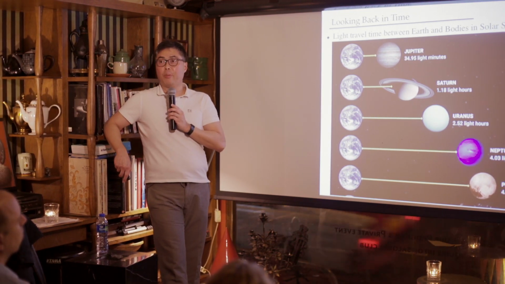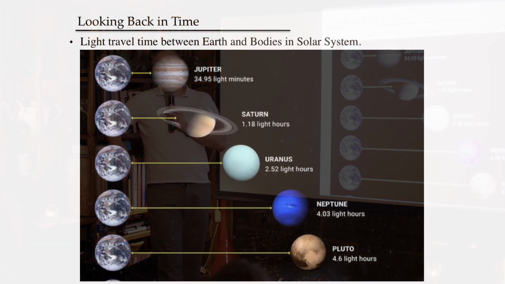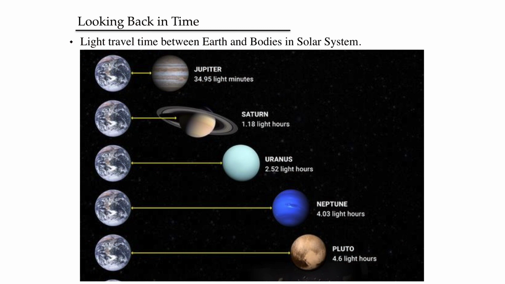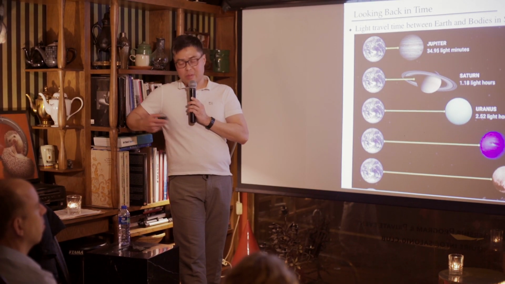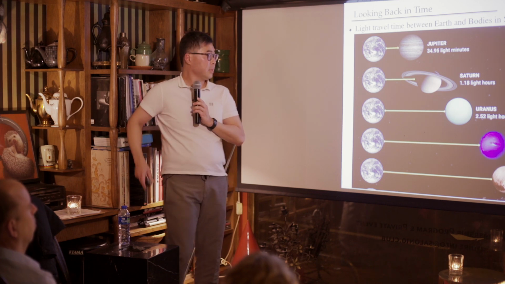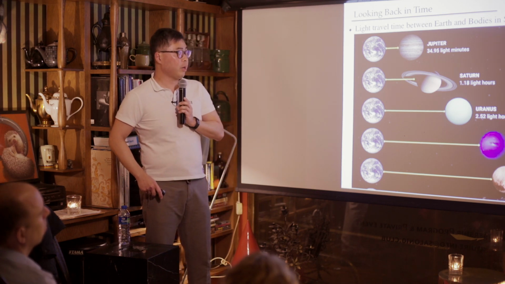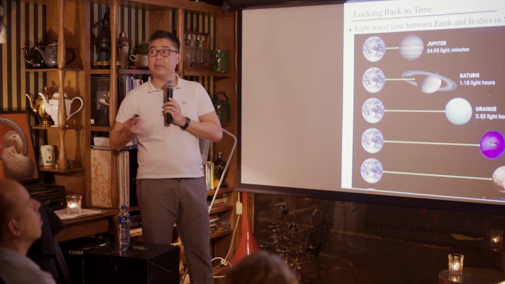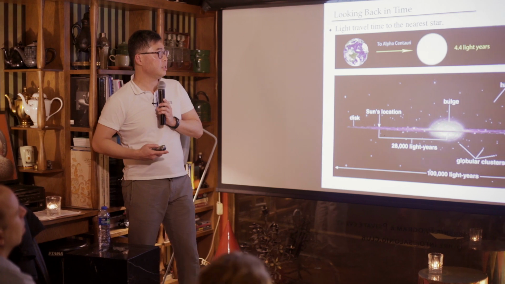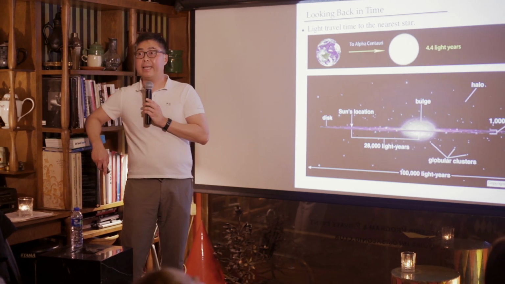So if we want to communicate with Pluto, all we can do is send a message, wait for 5 hours for the message to get there, and then wait another 5 hours for the message to get back. The conversation we would have is just a couple of exchanges a day. So when we look at Pluto, we see how Pluto was 5 hours ago. Now that doesn't seem like a big deal until you look at stars and galaxies.